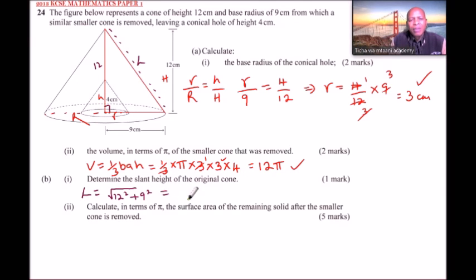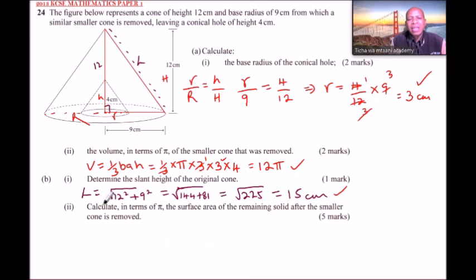So this is equal to 144 plus 81, and when you add this up using your calculator, or you just do it manually, you get the square root of 225, and the square root of 225 is 15. So it means the slanting side is 15 centimeters, and there you get 1 mark.